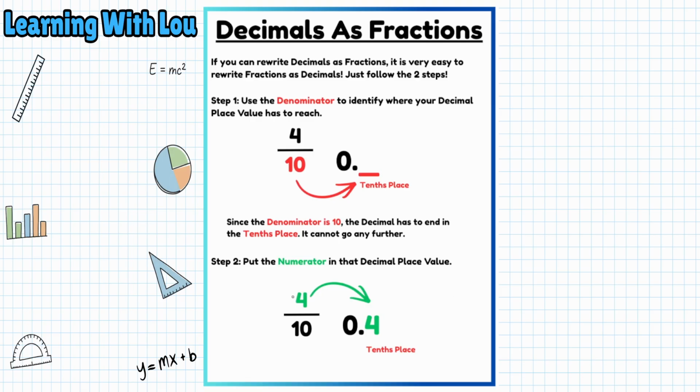Then all you do is you take your numerator, which in this case is 4, and you put that in the decimal place value that you had to underline. Then all you have to do is just take your numerator, which in this case is 4, and drop it right into your decimal place value. So right to the right of your decimal point, I take my numerator and I put it right there in the tenths place. Let's take a look at one more example.